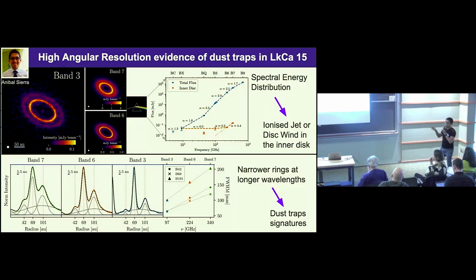In particular, the spectral index in the inner disk is consistent with free-free emission, probably coming from an ionized jet or a disk wind. And from the morphology of the disk, we also find that the rings are narrower at longer wavelengths. So this is consistent with dust trap signatures from different models. If you have more questions, please come to my poster. I'm happy to clarify them.